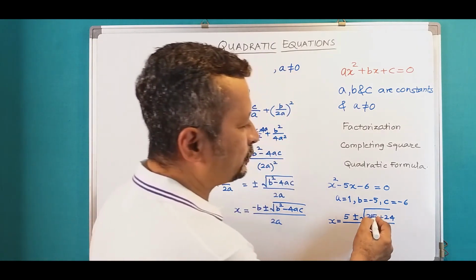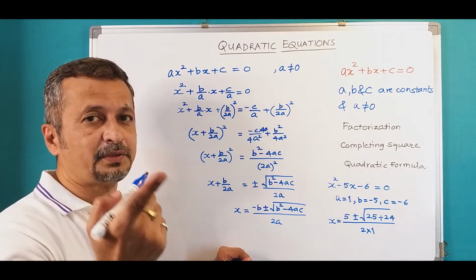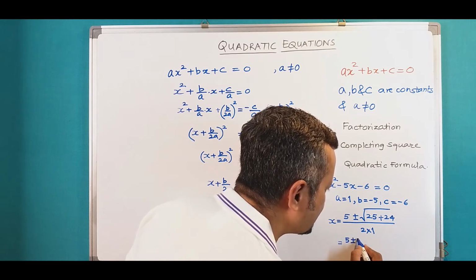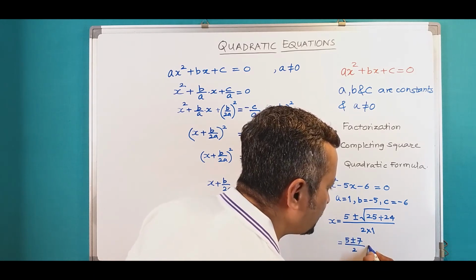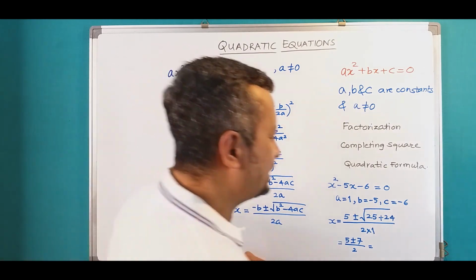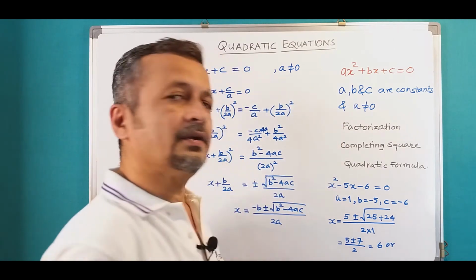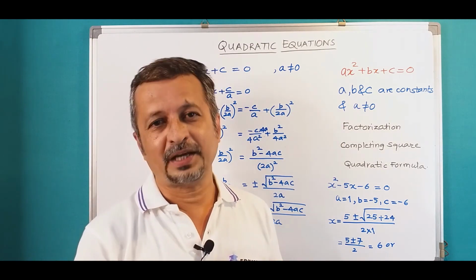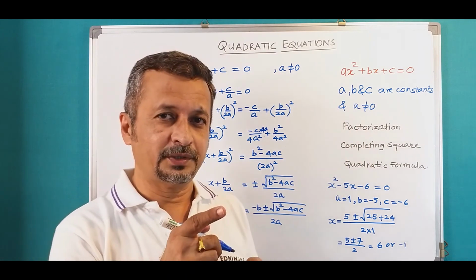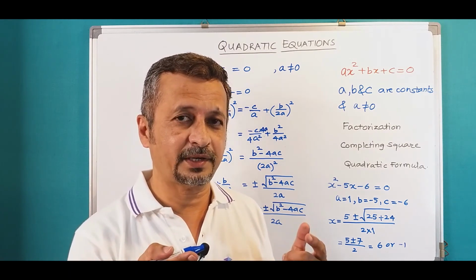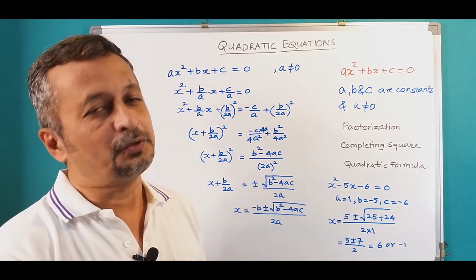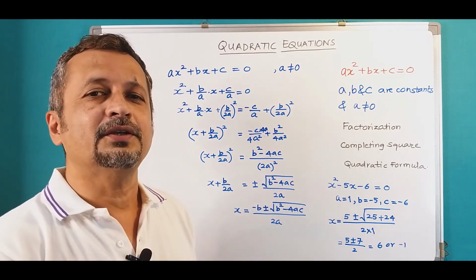So this gives me how much? 25 plus 24 is 49, and square root of that is 7. So it would be 5 plus or minus 7 divided by 2. So that would be equal to 5 plus 7 is 12, 12 upon 2 is 6, or 5 minus 7 is minus 2, minus 2 upon 2 is minus 1. Isn't that what we found as the answer over there in the earlier problem? Yes, it is. So you can apply this quadratic formula to any given quadratic equation and you can get your answers.